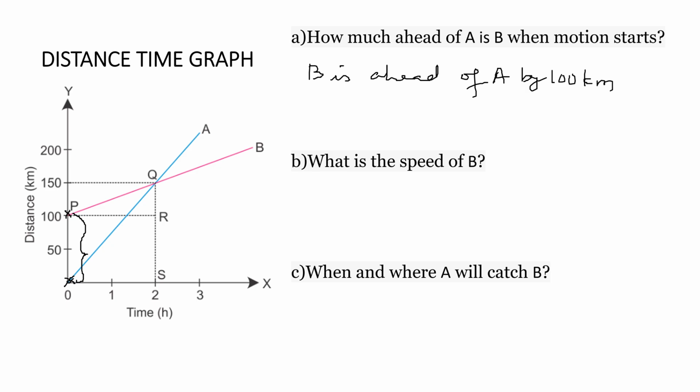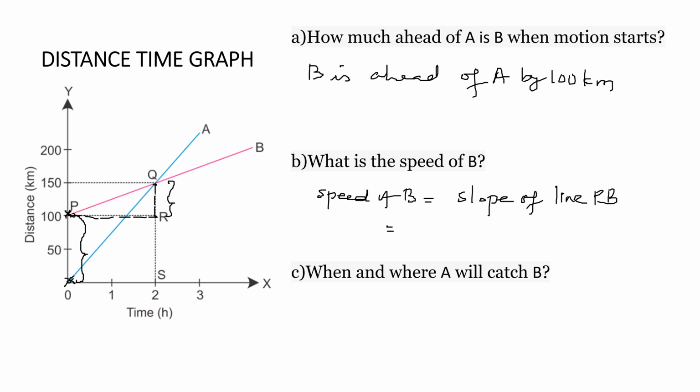Now second question, what is the speed of B? PB is the line which represents the motion of bus B. If you want to find out the speed of B, it is enough that we find out the slope of the line PB. Now how to find out the slope of PB? Here you can take 2 points P and Q and then draw perpendiculars.